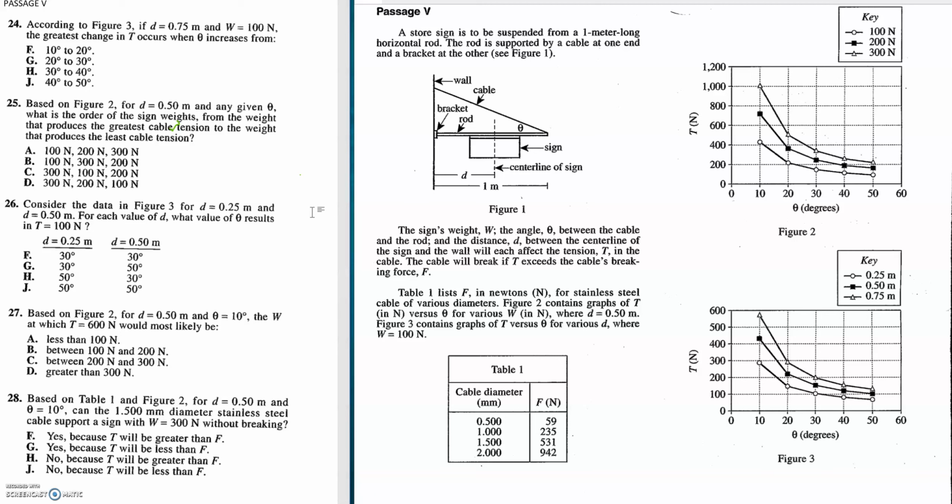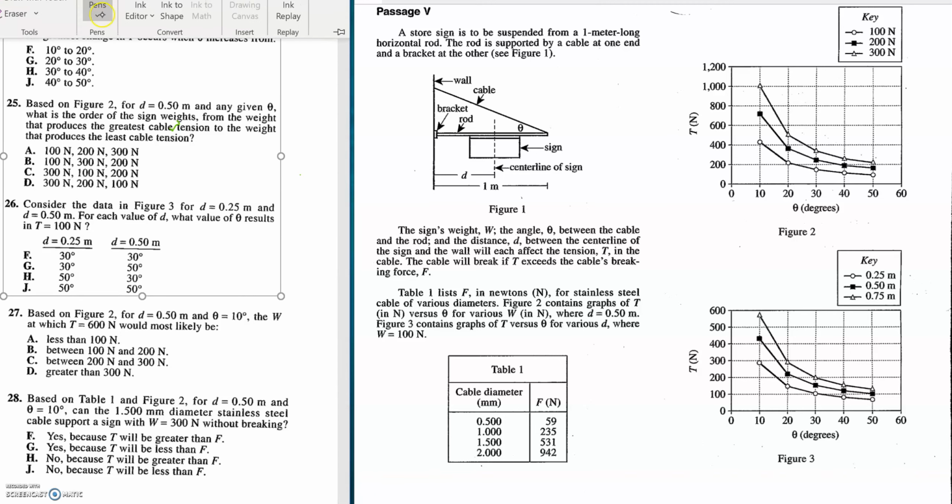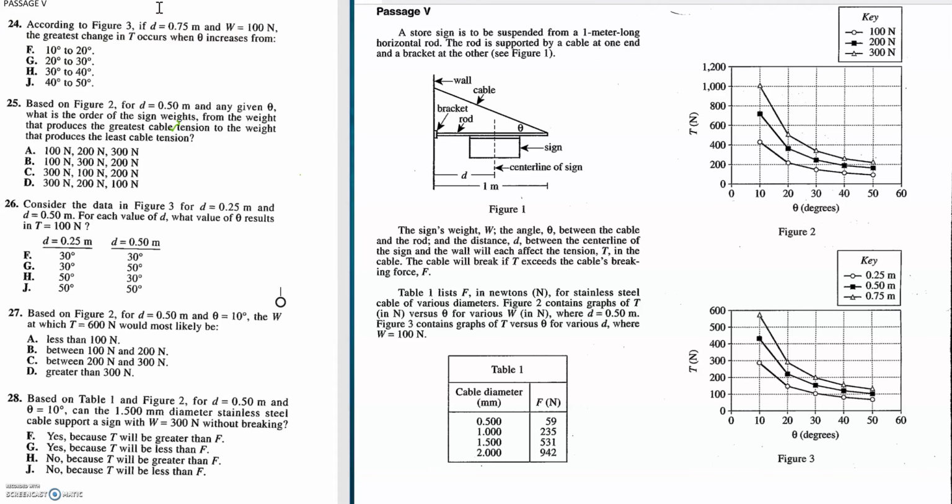So question 24, according to figure 3, so that's going to be step 1, will be find figure 3, and I don't have a pen. Always good if you have a pen. Right, so find figure 3 is number 1. If D equals 7.5 meters and W equals 100, the greatest change in T occurs where theta increases from. So if D equals, that'll be 2, and 3, we need to find W equals N, the greatest change in T. That'll be 4, when theta is what?